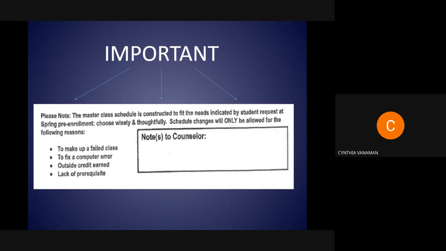Because we will not change your schedule if you just changed your mind. And that is because, like I said, the master schedule is based on the course requests that were made. So it really skews the classes when we have a bunch of students that sign up for, say, pre-AP English, and then decide they don't want to do that much work, so they just want the on-level English. Well, then we end up with a bunch of pre-AP English classes that don't have very many students in them, and a bunch of on-level English classes that are over full, which is not fair to anybody. So make sure when you're writing down your course selections that you're truly writing down the classes that you want to take.